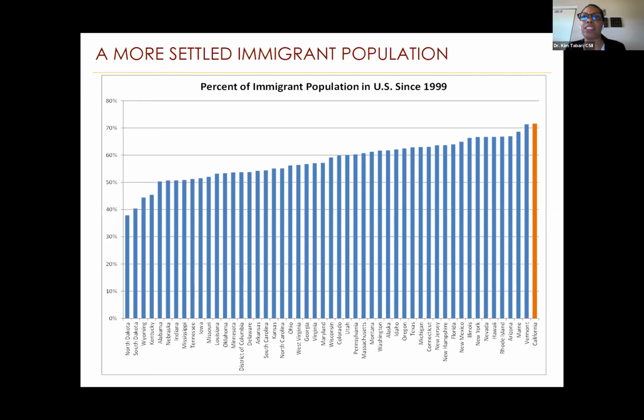But the top 5 states with settled immigrant communities are California, Vermont, Maine, Arizona, and Rhode Island. Many of you in the webinar are from New Hampshire and Connecticut, and you can see where your states have over 60% of immigrants settled in your communities. And one reason could be that there may not be a lot of new immigrants there because there's not as many opportunities for work as there are in some other states like South Dakota and so forth.